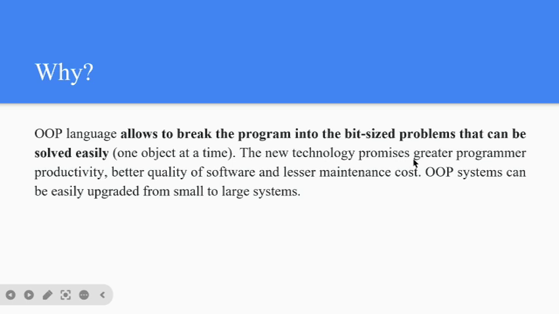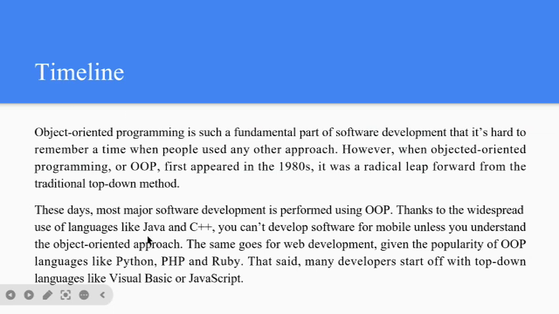New technology promises great programmer productivity, better quality of software, and less maintenance cost. Object-oriented systems can be easily upgraded from small to large systems. So this is just the jargon. This is the history. I don't think you really need that much, but yeah, you can read if you need to.